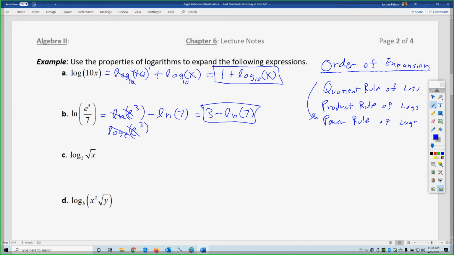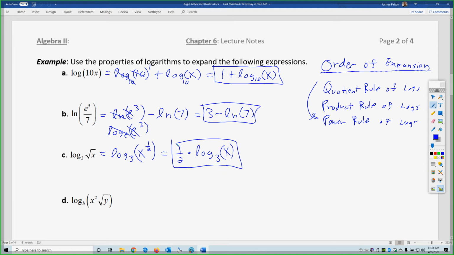Okay, the next one, it doesn't appear there's anything to do here, but if you rewrite this, it's actually log base 3 of x to the 1/2, because that's what a square root is. So I can do the power rule of logs and bring down that 1/2. So it's 1/2 times log base 3 of x.